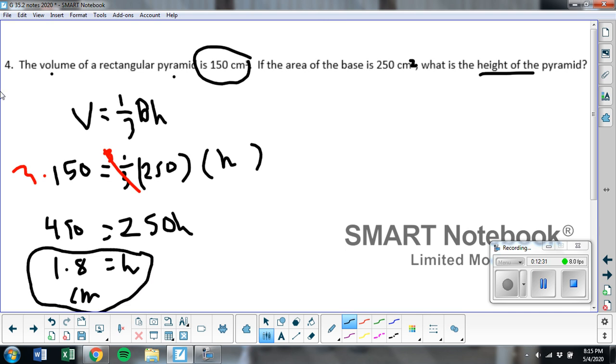It's just the same thing. Instead of finding these two and giving an answer of volume, this time we knew the volume and we had to find height. All right, there you go. Go ahead and try your homework. Please make sure you're showing your work.